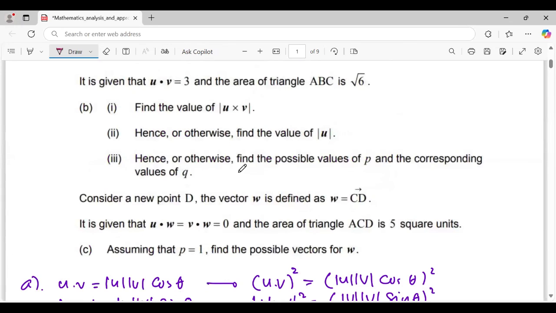Okay, part 3 done. Consider a new point D. The vector w is defined as w equals CD, a line segment CD. It is given that u dot w equals v dot w equals 0, and the area of triangle ACD is 5 square units. Assuming that p equals 1, find the possible vectors for w.